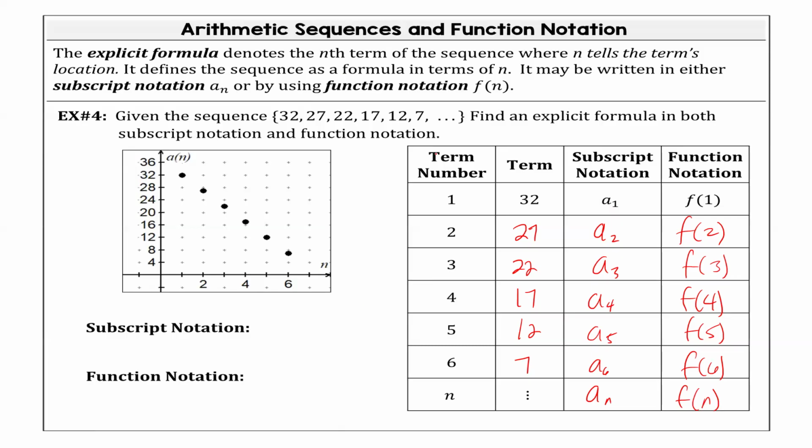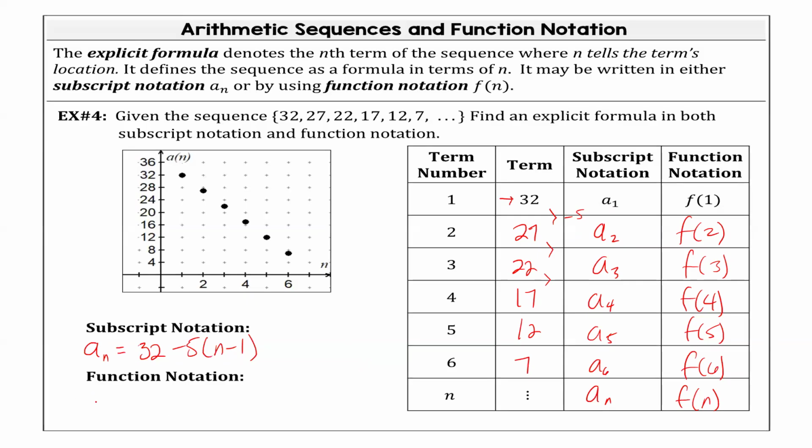Yes? So from here, without doing any extra, can we write a model? What would be our subscript notation, meaning our explicit model, our A sub n? So what would be my A sub n model for this? 32 minus 5. Perfect. Good job, Aaron. So where did I start? And how am I going from 1 to the next? Minus 5. We see that?